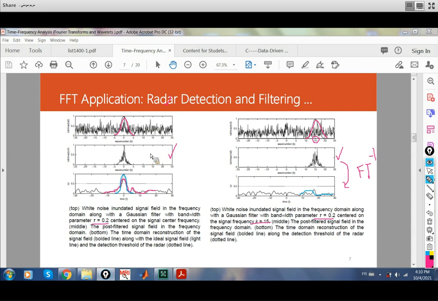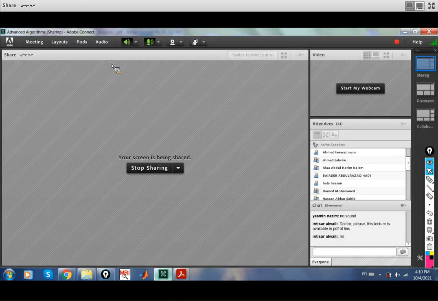And another thing from this example, you can see that by filtering in the Fourier domain, we can remove the noise. Then one application of a Fourier Transform is denoising the signal. How? For example, like this example. Any questions? Okay.